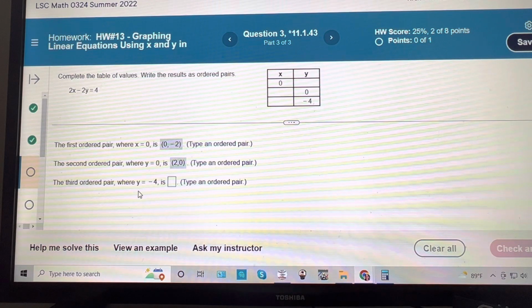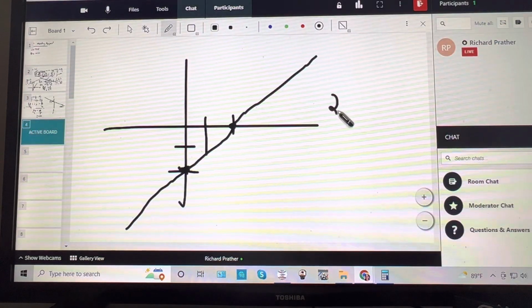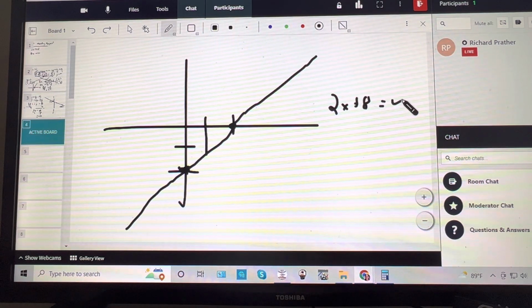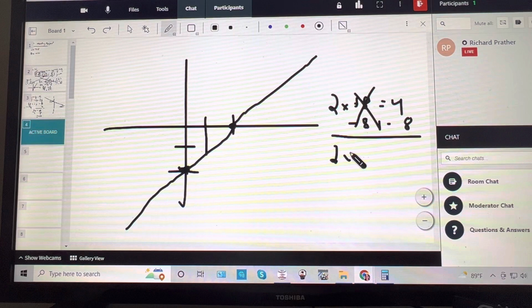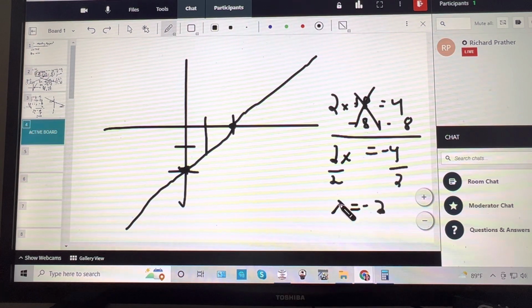This is just a double check. If y is -4, I would get -4 times -2. That would be +8. So then you would have 2x plus 8 equals 4. Subtract 8. Four minus 8 is -4. Divide by 2. X would equal -2. X would equal -2 when y was -4.